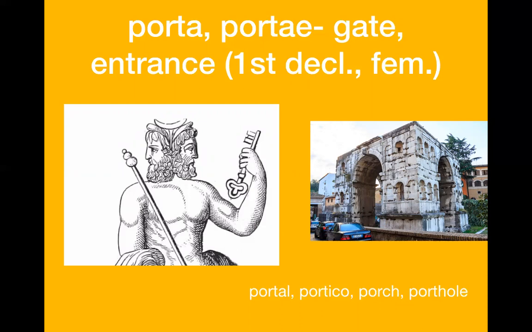And this is the gate of Janus in Rome. It's literally just a big old gate with 4 doors on either side. It's a cube of a gate. And we get words like portal, portico, porch, porthole. Anybody use the word porch around here? Yeah, okay, y'all know that one. That's not like a southern thing. Yeah, front porch.